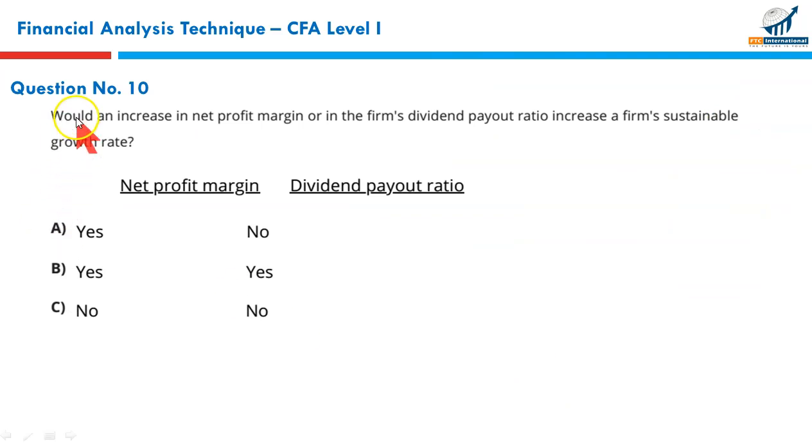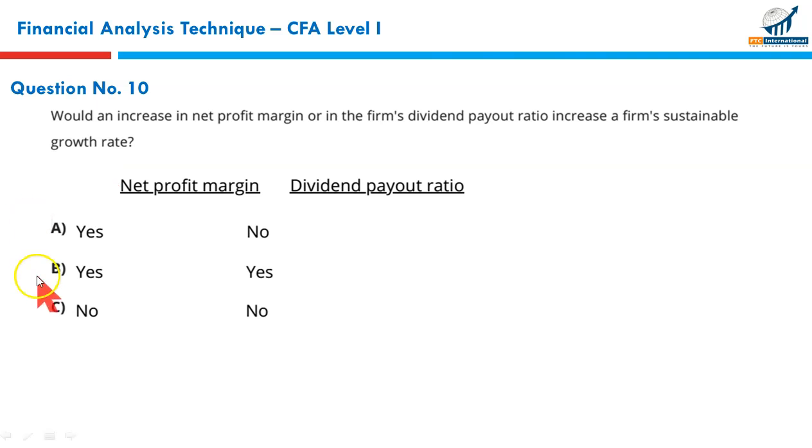What would an increase in net profit margin or in the firm's dividend payout ratio do to the firm's sustainable growth rate? Sustainable growth rate, whatever we have read so far, it is in CFA Level 1, but whatever we have done so far, it is there in CMA Part 2, financial statement analysis. So this sustainable growth rate is there in your CMA Part 2, Section A, financial statement analysis.